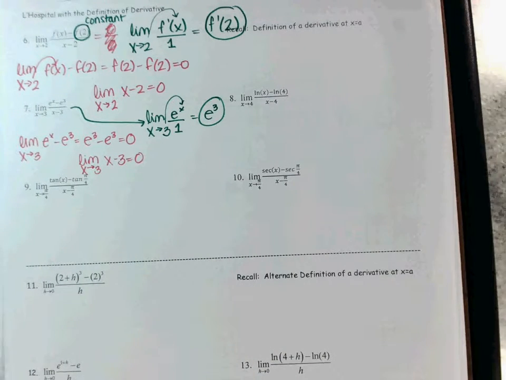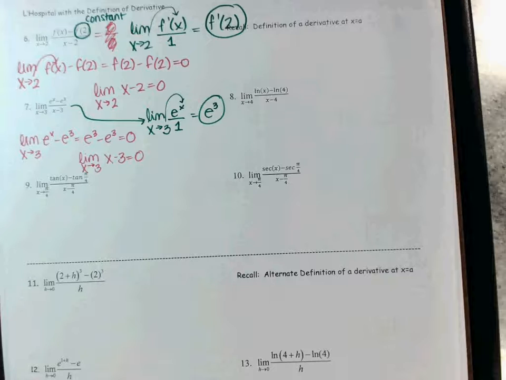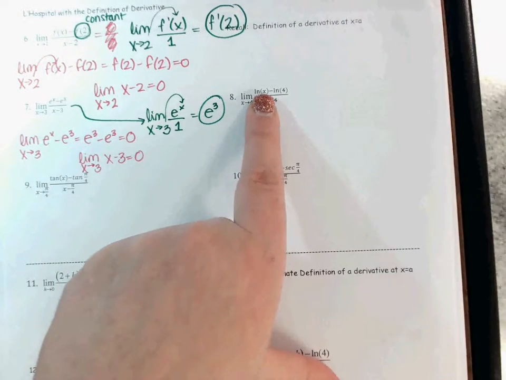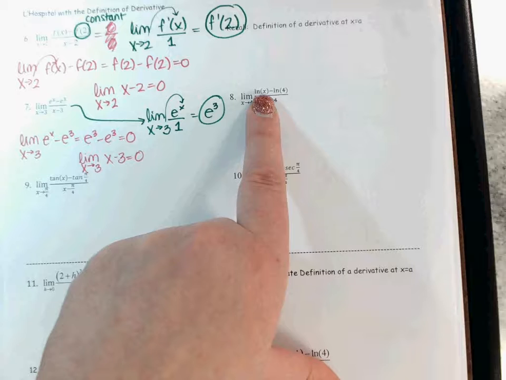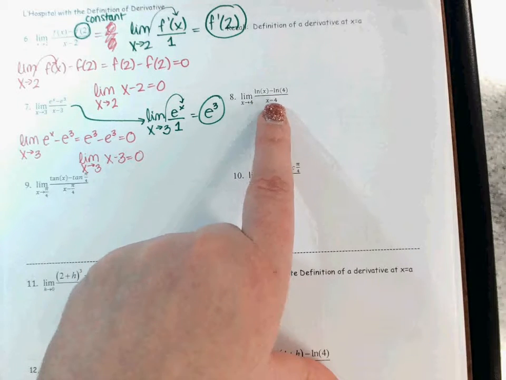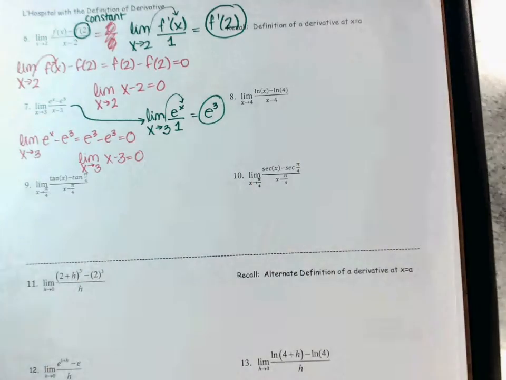Okay, one more like that, number 8. Okay, look at my thing. If I plug in x approaching 4, what would I get? I'm not going to write it this time, but what would you get? Plugging in right here. ln 4 minus ln 4, which is 0. On bottom, 4 minus 4 is also 0. So let's go ahead and just do the derivative step.